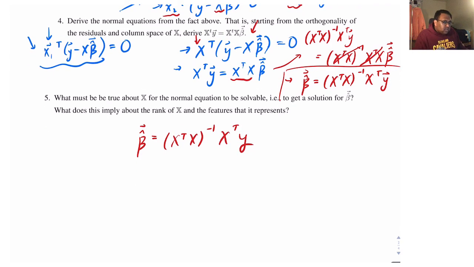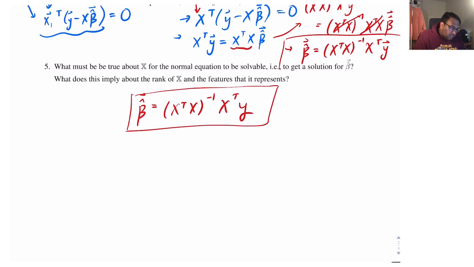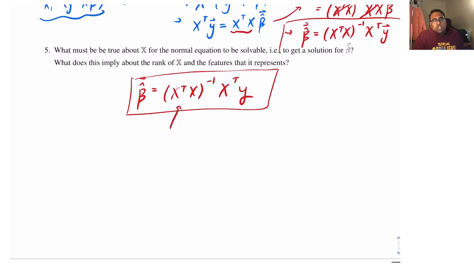In question 5, we're told what must be true in order for this solution to actually exist, because it doesn't always exist. What must be true about X in order for this thing to exist? Well, this solution relies on X transpose X being invertible. Another way of expressing the condition that a matrix is invertible is by saying that it's full rank, i.e. all of its columns are linearly independent. So this is equivalent to saying that X transpose X is full rank.